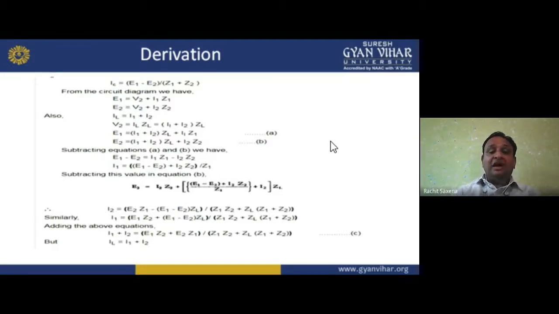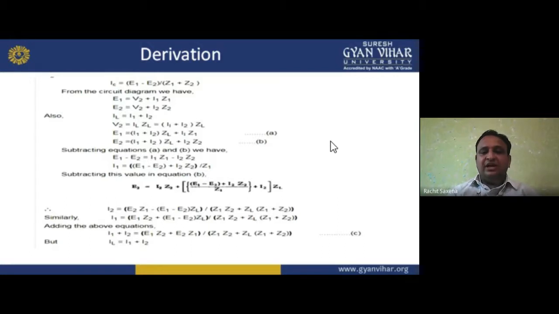The load current IL can be divided between the two transformers' currents, because that is why we use parallel operation. Why do we do parallel operation? Because we want to divide the load between the first transformer and the second transformer. So E1 is V2 plus I1 Z1, E2 is V2 plus I2 Z2. The load current will be I1 plus I2. Now V2 is equal to IL ZL, which is I1 plus I2 times ZL. So E1 is I1 plus I2 ZL plus I1 Z1, and E2 is I1 plus I2 ZL plus I2 Z2. I put the value V2 equal to IL ZL in the E1 and E2 equations, so we get A and B.